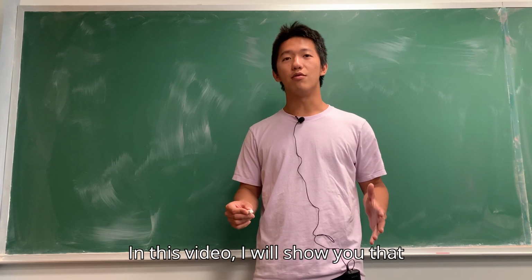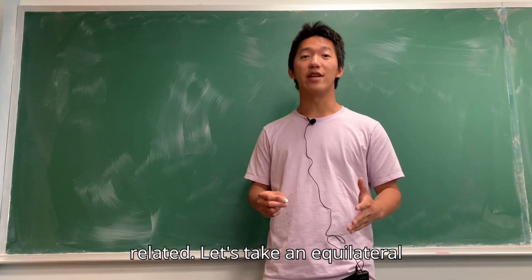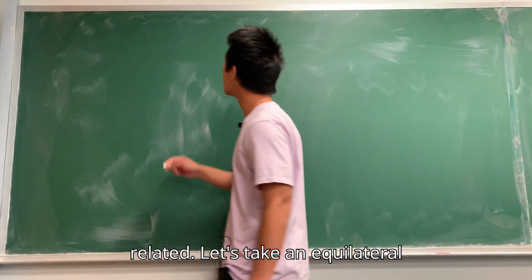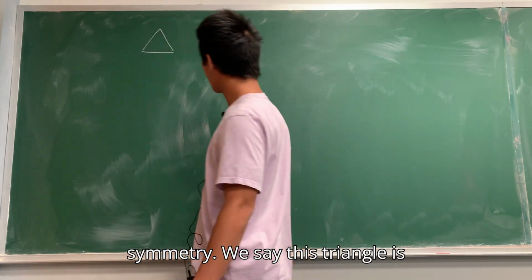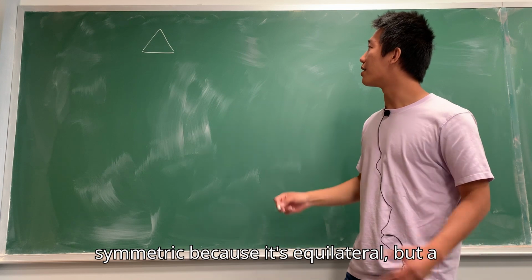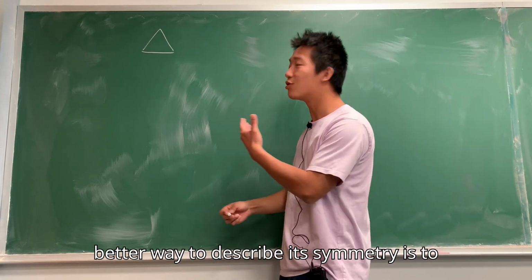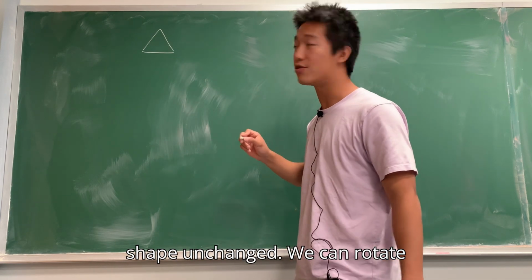In this video, I will show you that symmetry and group theory are directly related. Let's take an equilateral triangle as our example for symmetry. We say this triangle is symmetric because it's equilateral, but a better way to describe its symmetry is to look at all the actions that can keep this shape unchanged.